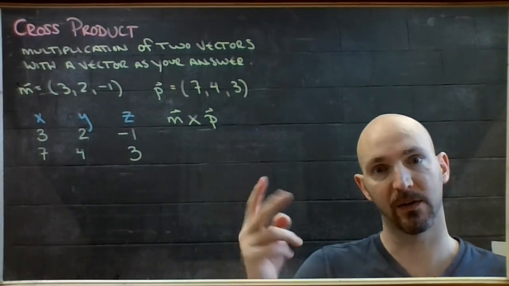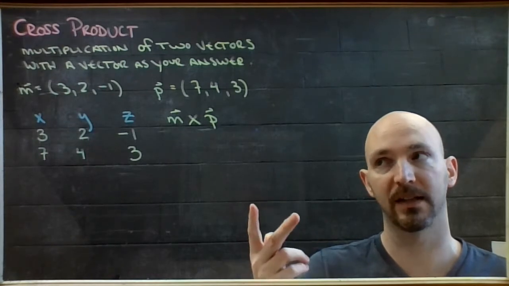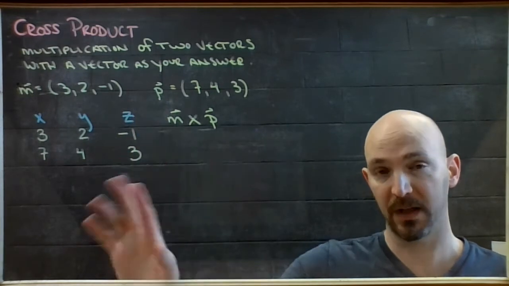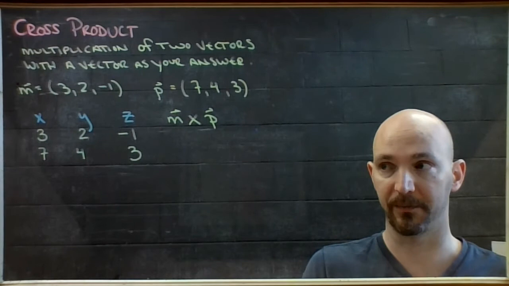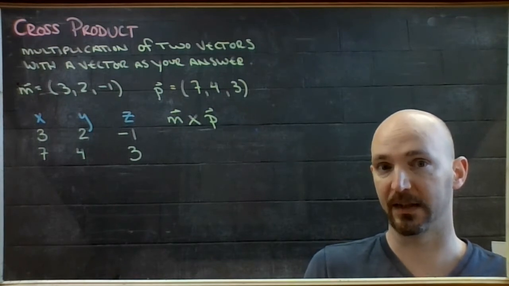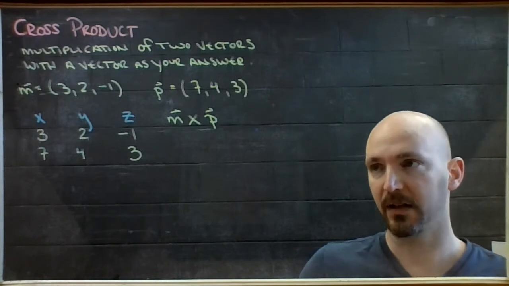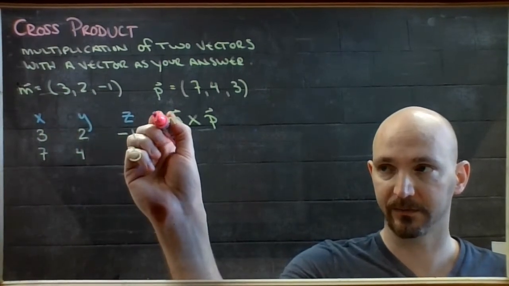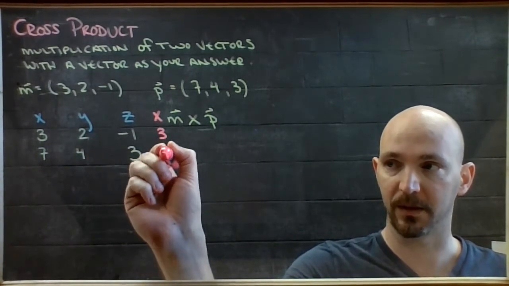It turns out that this operator is not commutative. It's not the same answer if you go backwards. So we're going to do m cross p first, and then we're going to try and calculate p cross m so that you can see that they're not the same. So next little step here, I'm going to copy this x column to the end, because I'm going to need it in a minute.